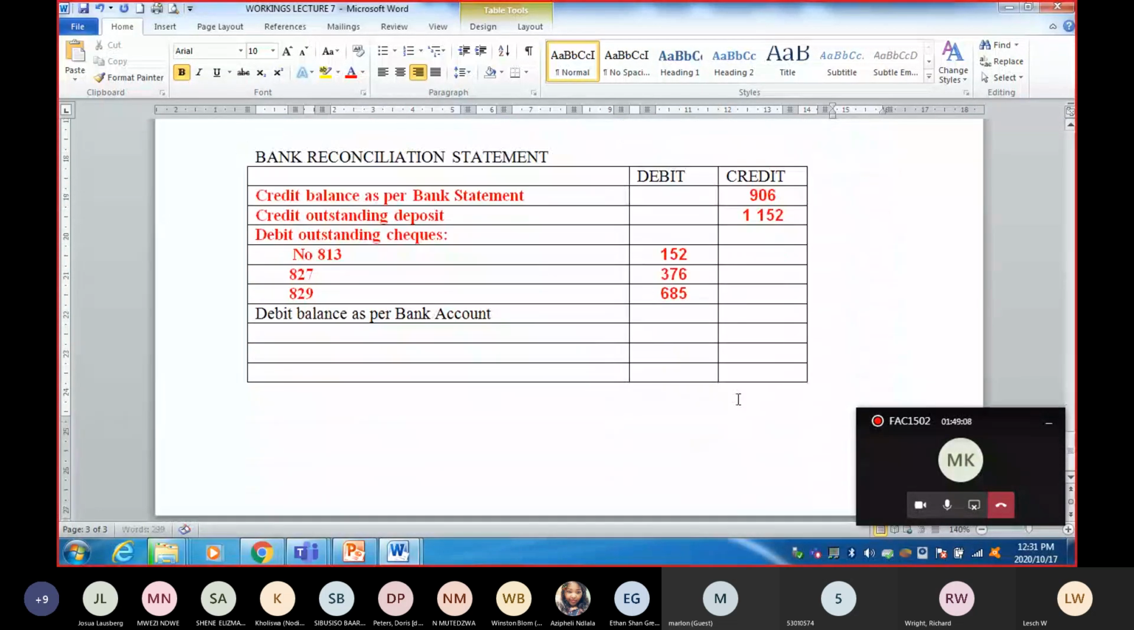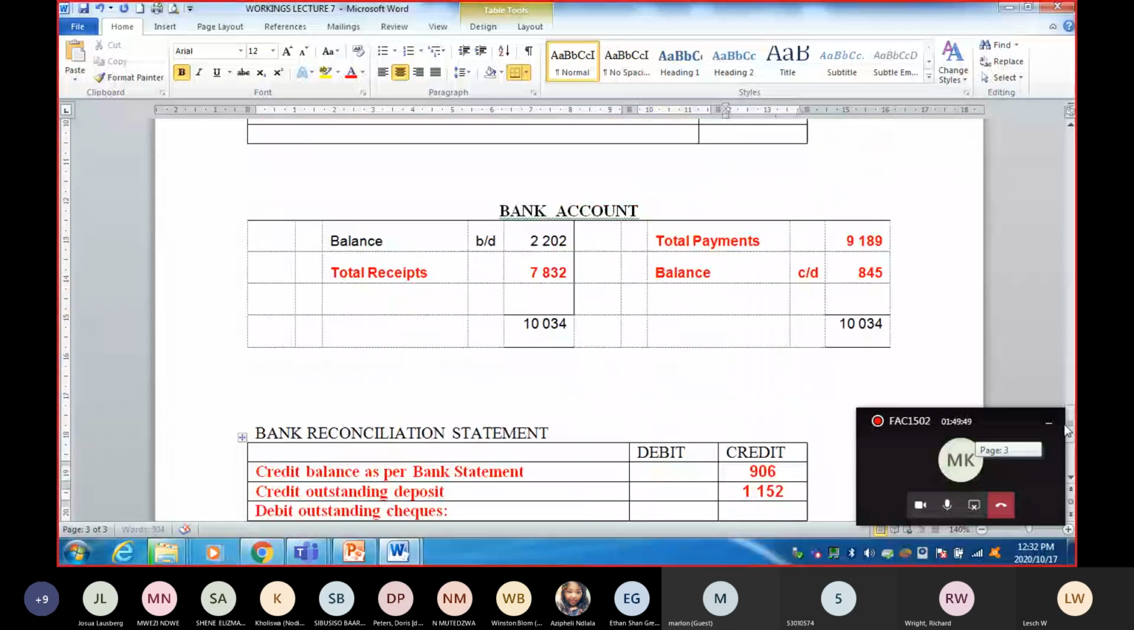You transfer that to your reconciliation statement. In your bank reconciliation statement, you will indicate now debit balance as per bank account. And the debit balance as per bank account is 845 Rand. You close off this now by adding up the debit side. The debit side will then be 2,058 Rand. And you add up your credit side and you will also get 2,058 Rand. And that then is the solution of that question.